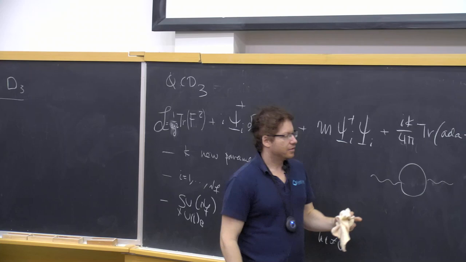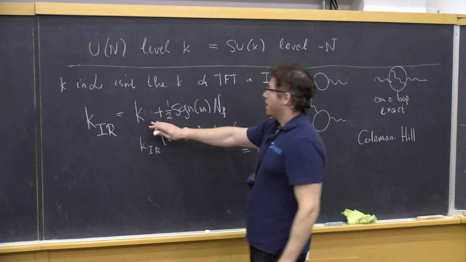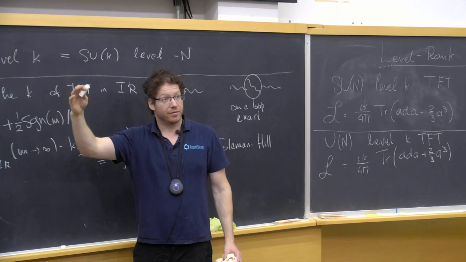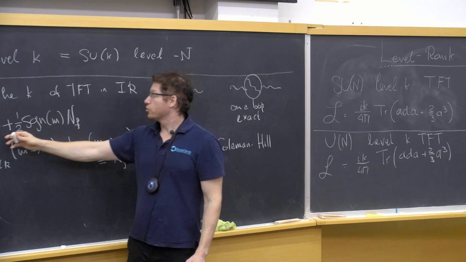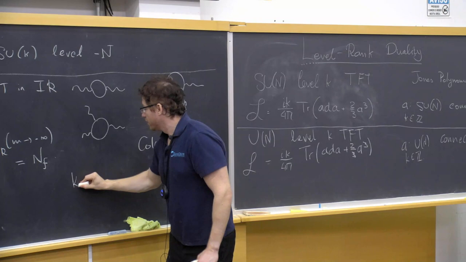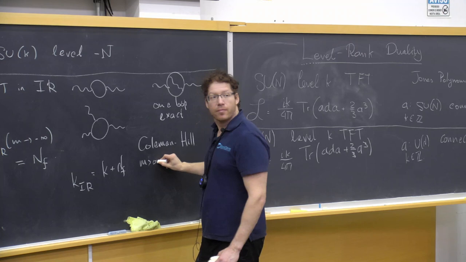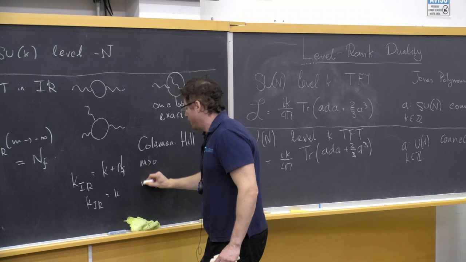The answer is that I have chosen a formula for the shift in k which is symmetric with respect to m going to minus m. This I've done so that it's easier to do computations in your head. But the really proper way to do it, which avoids this difficulty, is to choose the formula to be k_IR equals k plus nf for positive m, and k_IR equals k for negative m. So this is a slightly less symmetric formula, but this is the proper way to do it.